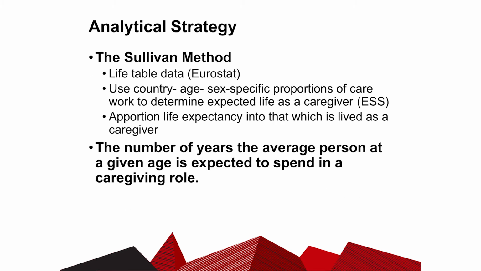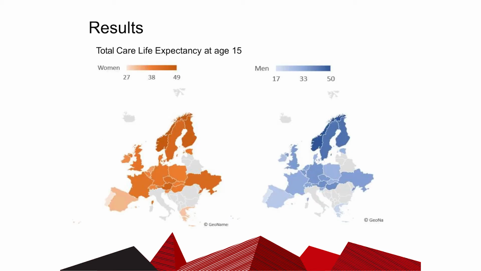So what we do is we collapse those measures of care, which are measured at the individual level. We dichotomize them and then use them to generate age, country, and sex-specific proportions of care given at those varying intensities. And we combine that with the life table data to determine the expected life as a caregiver. So in all, we generate the number of years the average person at a given age is expected to spend in a caregiving role. Here are some of our results.